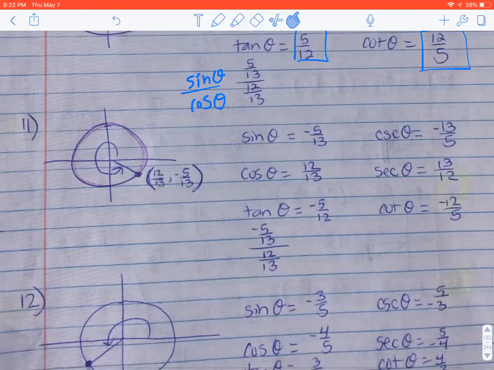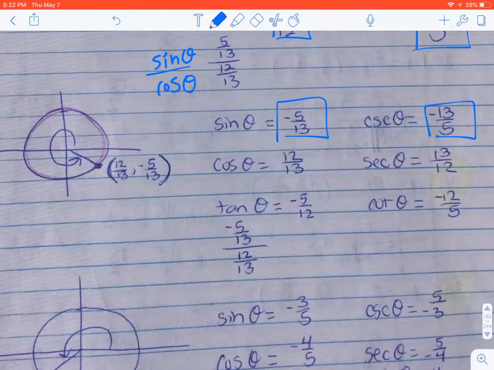Okay, number 11, they give you the point positive 12 over 13, comma negative 5 over 13. So your sine theta is negative 5 over 13. Your cosecant theta, take the reciprocal, you get negative 13 over 5. Your cosine, remember that's your first number in your ordered pair, is 12 over 13. Your secant theta, take the reciprocal of that, you get 13 over 12. Your tangent theta is sine theta over cosine theta, that reduces to negative 5 over 12. Your cotangent theta is negative 12 over 5.